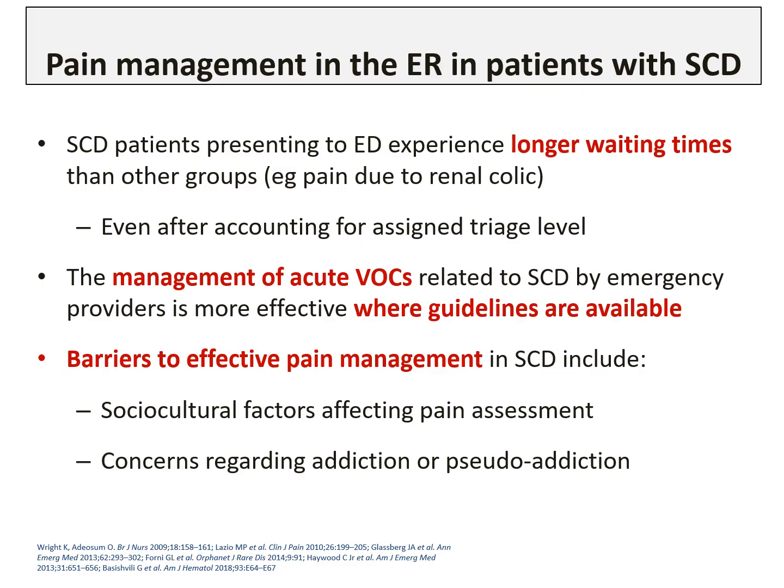For example, somebody coming in with a renal colic. And this is even after accounting for the assigned triage level and acuity. So somebody with very bad pain with sickle cell will be left aside to wait for a longer time. And this is because often patients come to ED where the providers have very little experience with sickle cell disease. That's why, as experts, we provide the ED with guidelines, and this makes the management better.